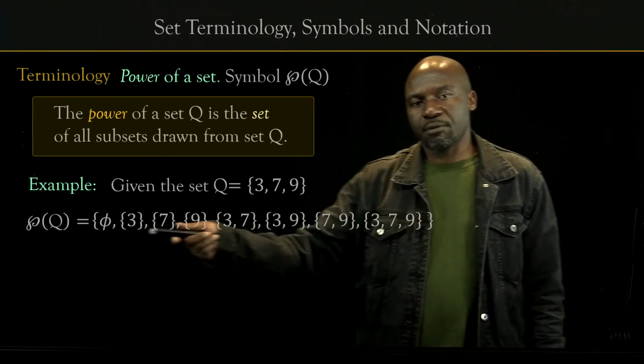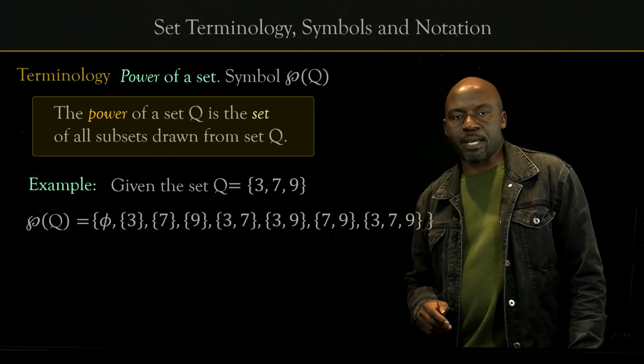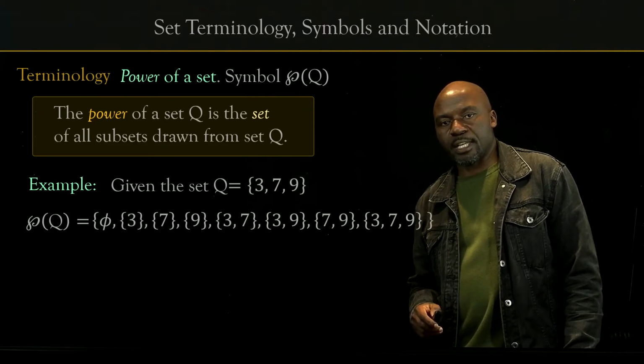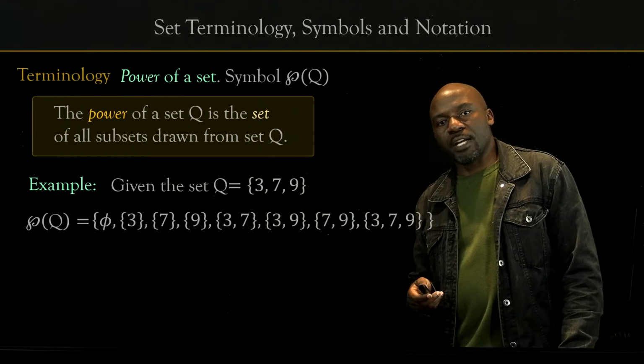And if we count all of them, we should be able to see how many there are. There should be 8 of them. Okay, so the power of the set contains 8 subsets of the set Q.